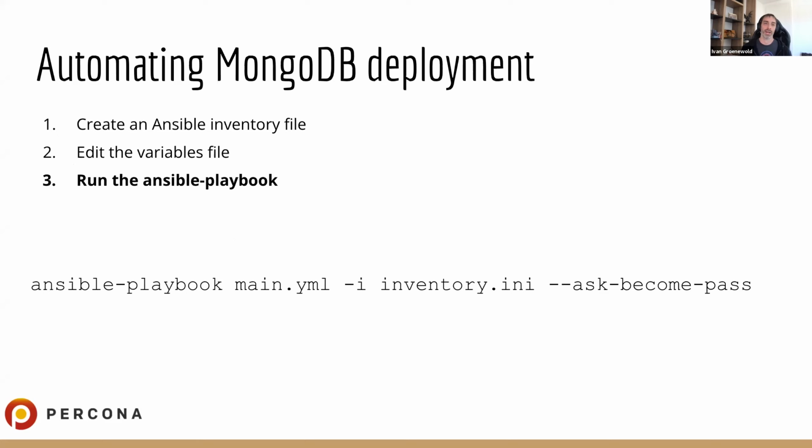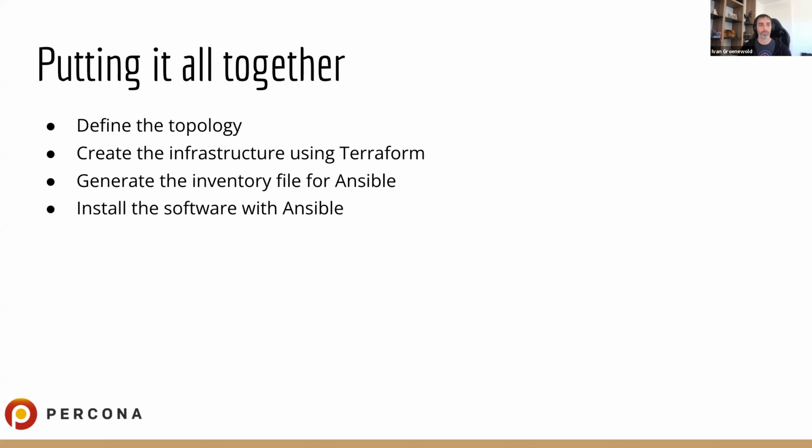And all that's left now is to run the playbook to deploy the cluster with the Ansible playbook command, and we can feed it with the root password, and your cluster will be ready to roll. So let's recap the steps we took. We defined the topology, we created the infrastructure with Terraform, and then we generated the inventory file for Ansible and ran Ansible to install the software.